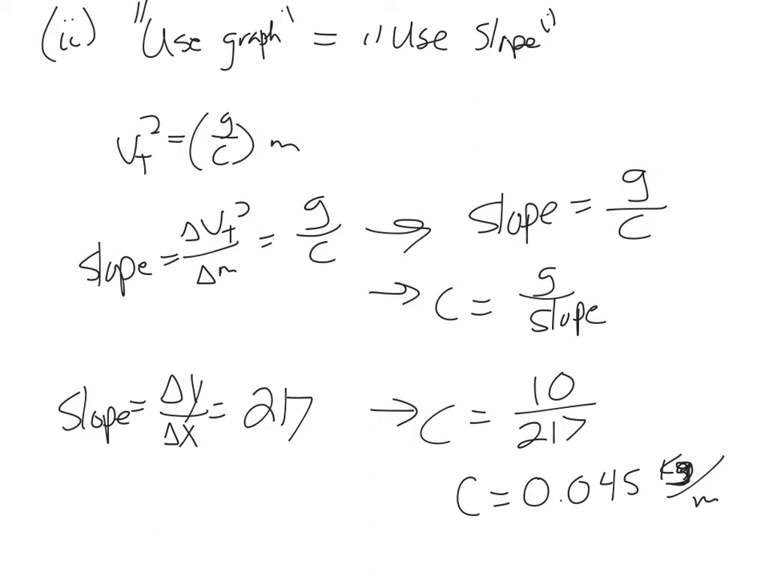Alright, and that's basically it. This was 3 points. You got 1 point for getting the correct units for C, 1 point for realizing how to use slope with G over C, and 1 point for calculating the slope using the line of best fit. Alright, those are your 3 points.